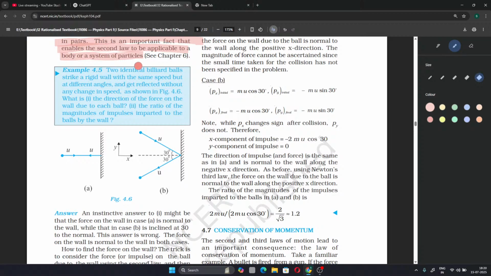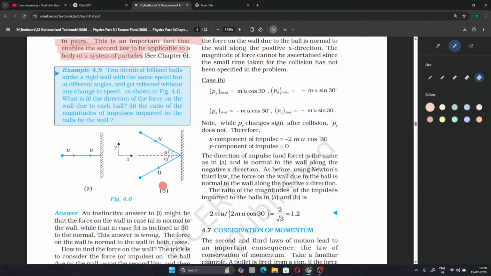Now let's see here. Two identical billiard balls strike a rigid wall with the same speed but at different angles and get reflected without any change in speed. Two identical balls strike a wall with the same initial velocity, but at different angles, and get reflected or deflected without any change in speed. The speed remains constant, as shown in figure 4.6.